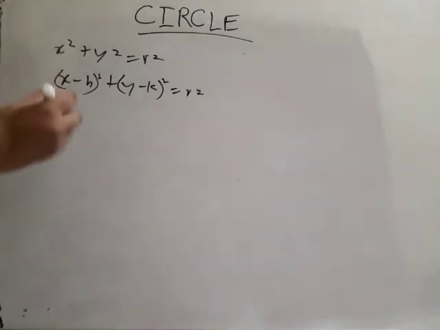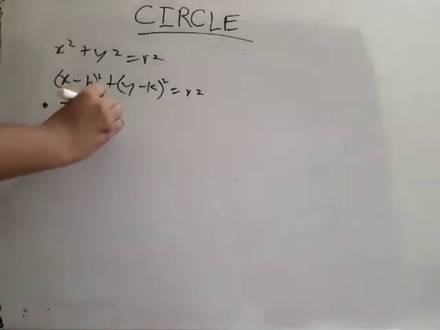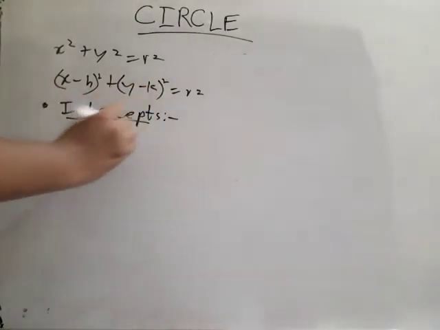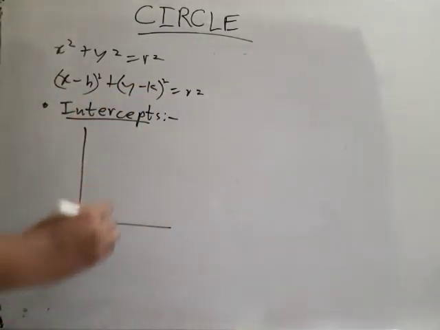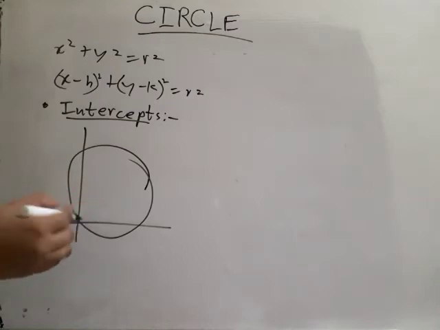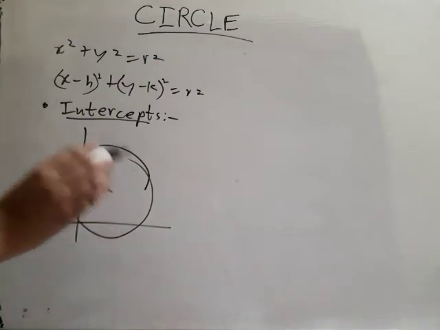Now let us see intercepts. What intercepts are has already been told in the straight line chapter, but here the circle will also make intercepts. Intercepts means the length which has been cut on the axis. Suppose this is a circle, this is its center.